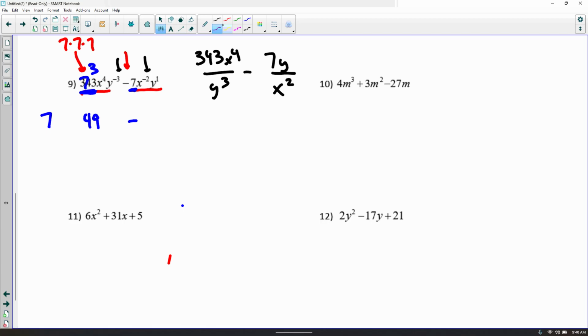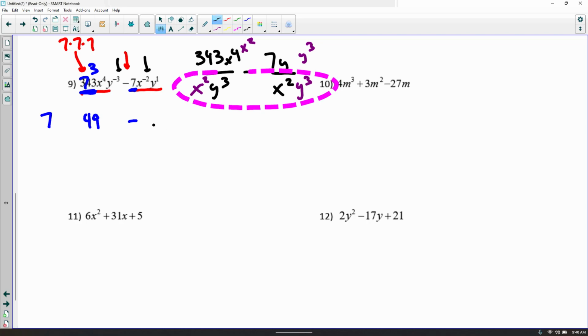So I need my denominators to match. So, Colton, what does this side need at that side? I need to make my denominators the same. So this needs a what? Yeah, it needs an x squared. And this one needs a y cubed. All right. So now these denominators right here match. So we're going to yank them out.